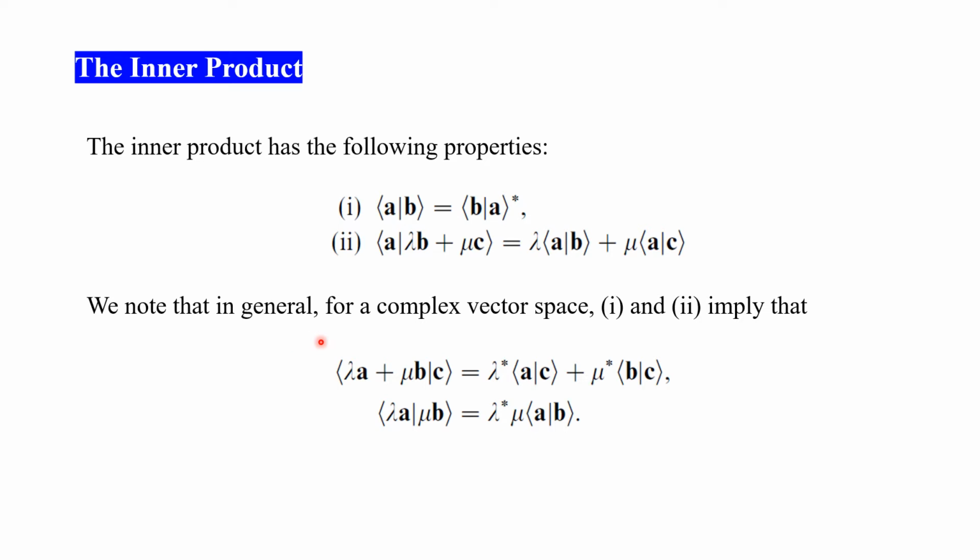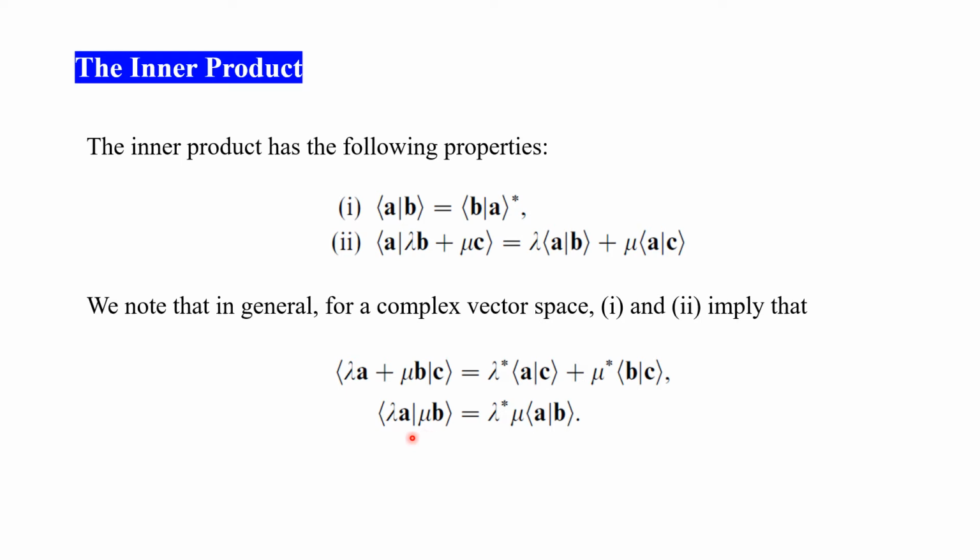We note that in general for a complex vector space, we can extend this one such that 1 and 2 imply that ⟨A + λB | C⟩ is equal to λ* (the complex conjugate of λ) ⟨A|C⟩ plus μ* (the complex conjugate of μ) ⟨B|C⟩. And ⟨λA | μB⟩ is equal to λ* μ ⟨A|B⟩.